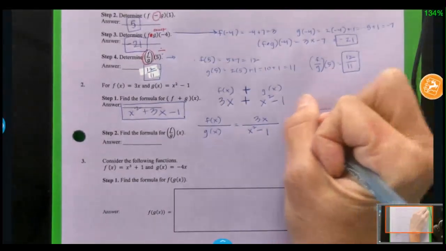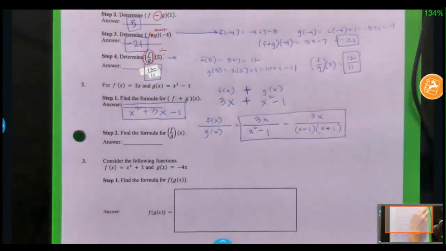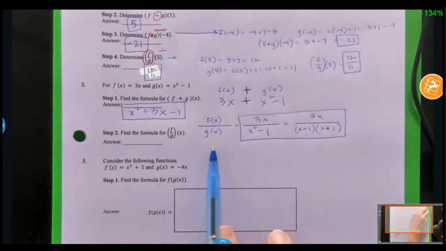Now, you could leave either one of these as the answer. These are both okay. Those are equal. I'm just reminding you of our factor techniques. Factoring has not gone away. We have to factor quadratic equations still, so don't forget about how to do that. It's just a good time to practice it.